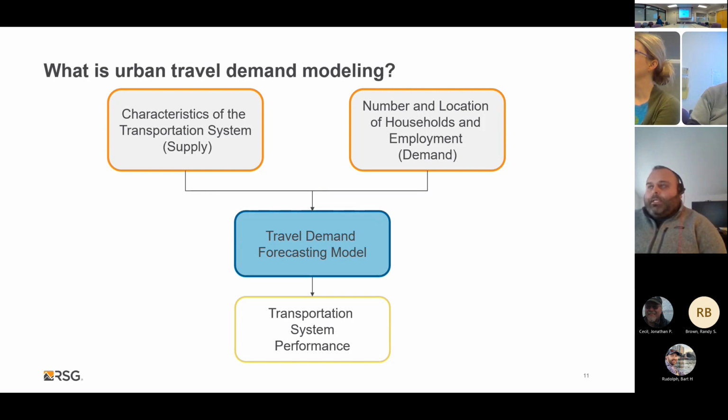And this is where really the power of the travel demand model comes into play, because it provides us estimates of system usage and performance, such as the number of cars using a future freeway, volume of passengers on maybe an express bus route, or the number of people who may have used a proposed toll facility.